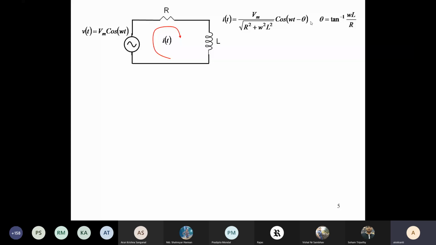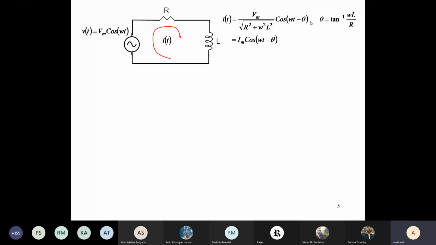So this is how we find theta, and this is how it is represented. It is equal to Im cos omega t minus theta, where Im is given by Vm over root of R square plus omega square L square, and cos omega t minus theta.